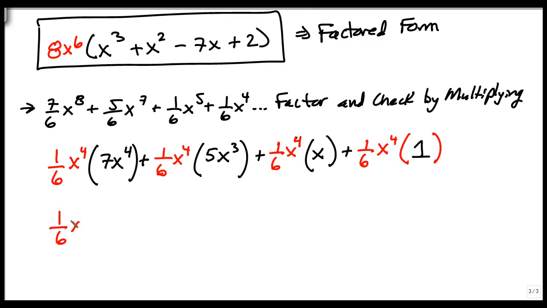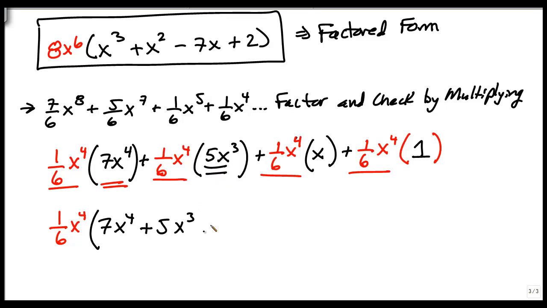1/6 x to the 4th. If I factor out 1/6 x to the 4th from each term, I'll be left with 7x to the 4th in my first term, plus 5x cubed in my second term, plus x in my third, and don't forget this plus 1 in my fourth. It's not a 0, it's a plus 1.